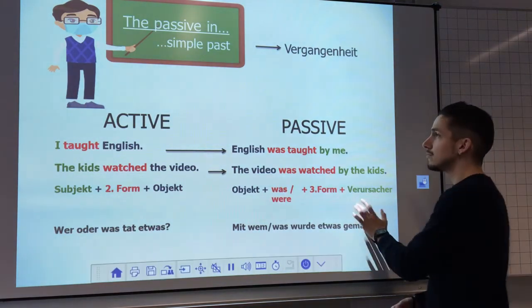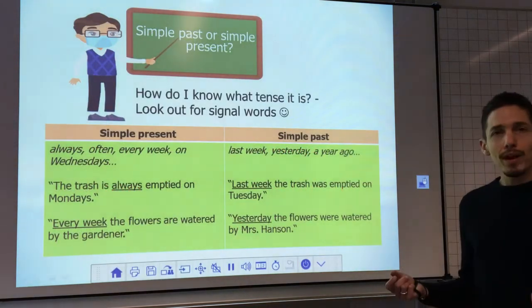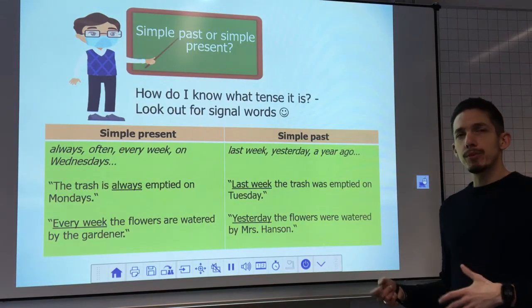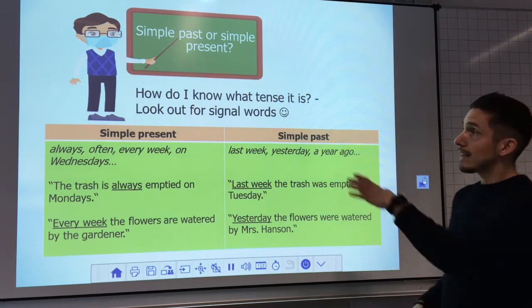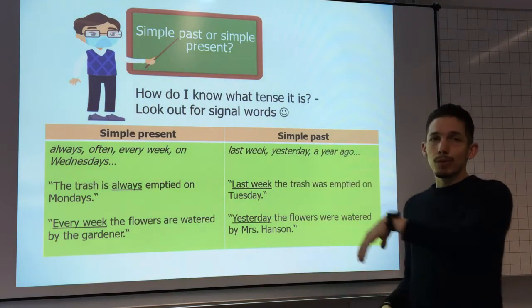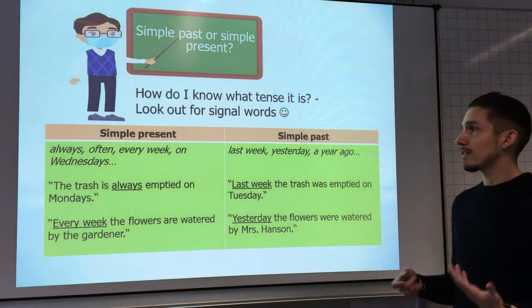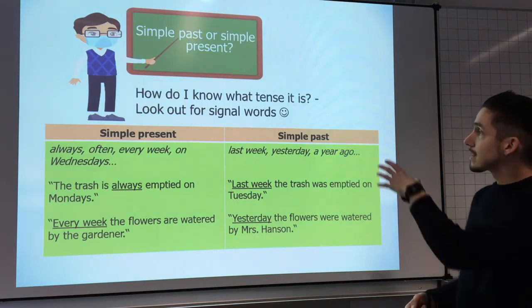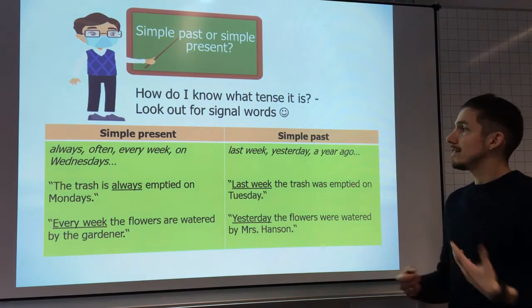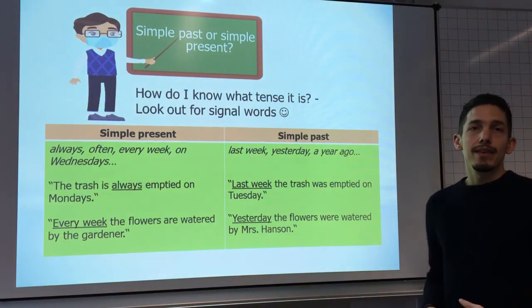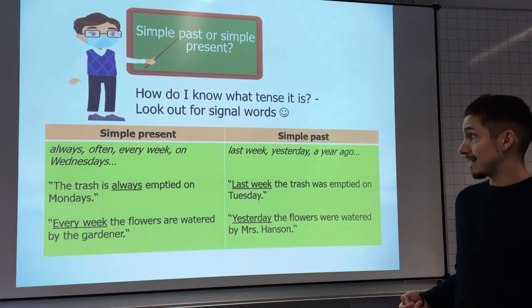How do I know when to use what? Is it simple present? Is it simple past? Well, we can look out for signal words. Like in the simple present, you know those signal words: always, often, every week, and so on and so forth. And in the simple past, words or phrases like last week, yesterday, a year ago, they clearly mark that it's a simple past sentence, okay?